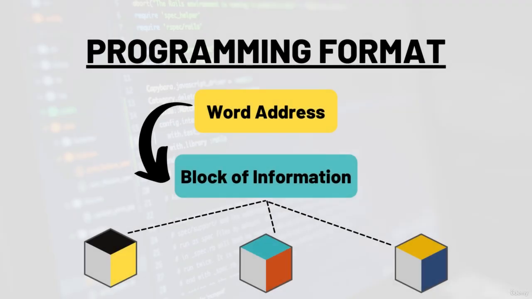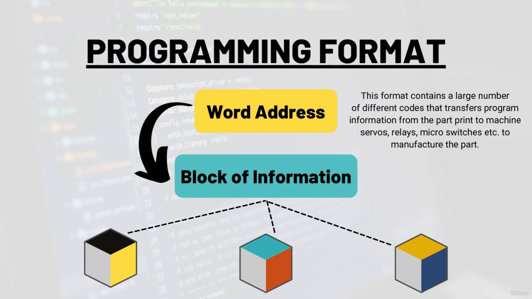Address is the most common programming format used for CNC programming systems. This format contains a large number of different codes that transfer program information from the part print to machine servos, relays, microswitches, and many more, ultimately to manufacture the part. These codes are in a logical sequence called a block of information. Each block should contain enough information to perform one machining operation.